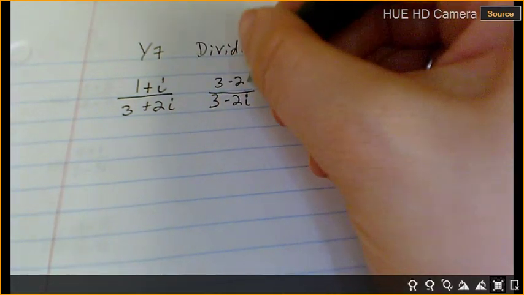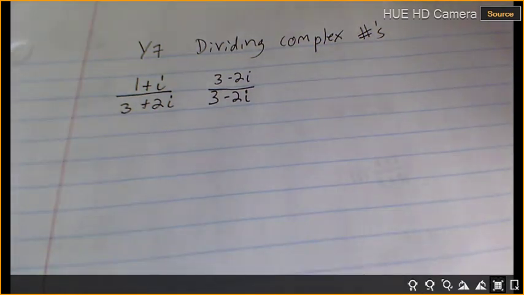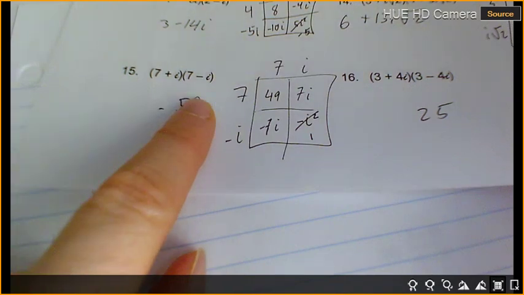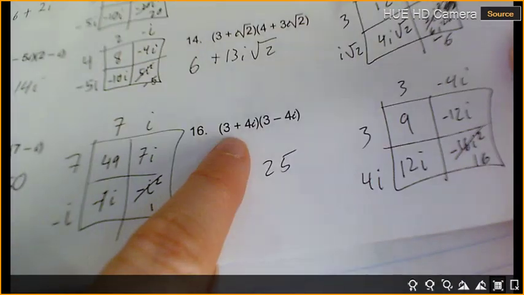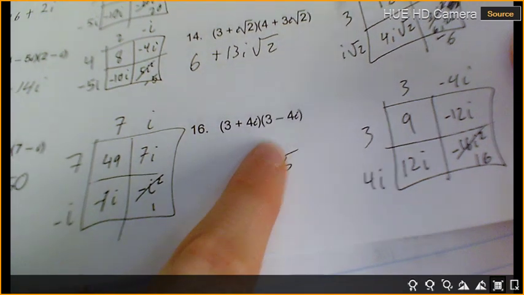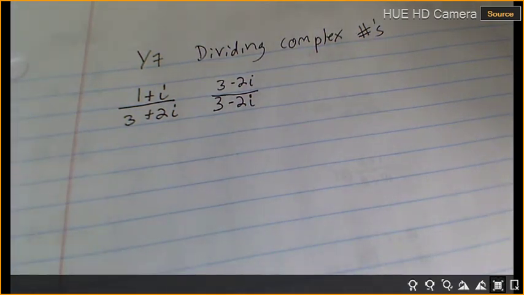So if you guys remember from the homework last night, we just talked about this. When we multiplied 7 plus i times 7 minus i, we just got a number, 50. And we multiplied 3 plus 4i times 3 minus 4i, we just got a number, 25. So that's what we're doing here. It's not any more complicated than we're going to, again, do multiplication with the box. We're just going to do it twice, so it just feels a little time consuming.